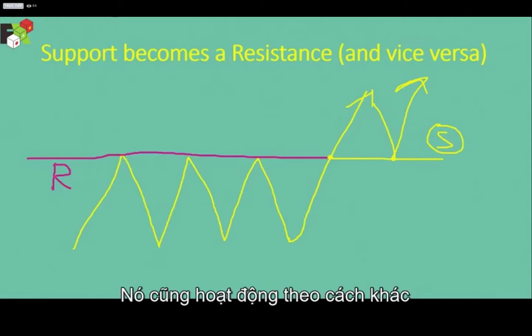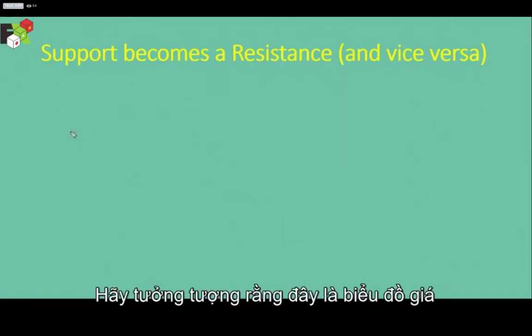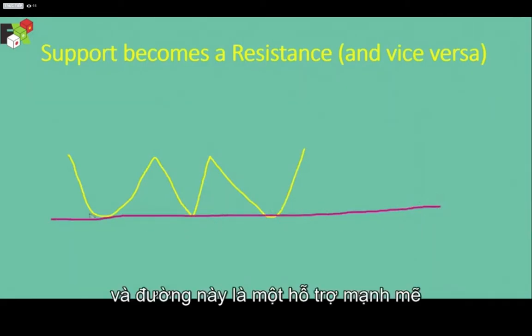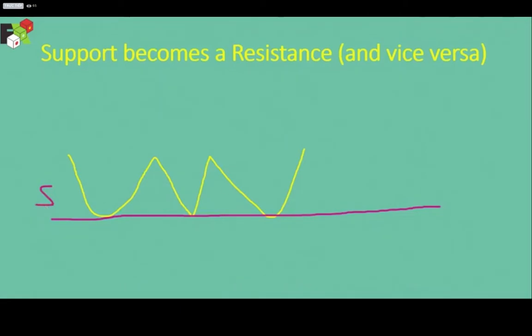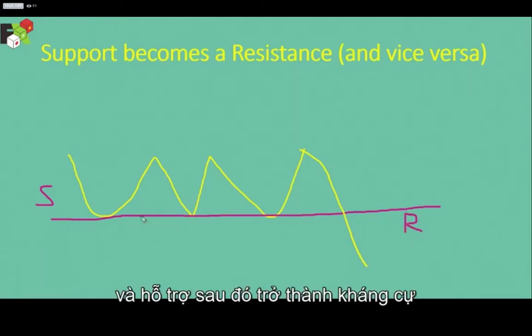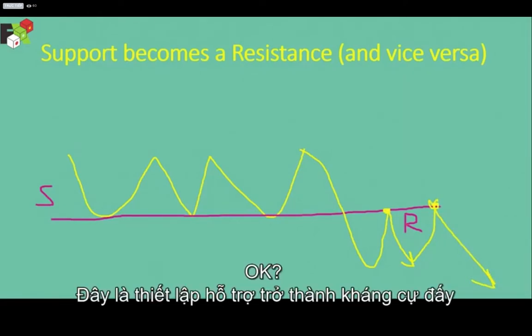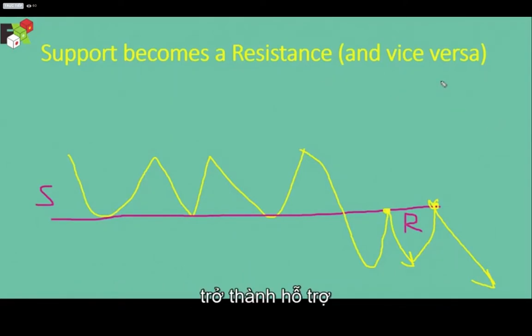It also works the other way. So imagine that this is a price chart and it's bouncing off this line, which is a strong support. When the price goes past the support, and the support then becomes a resistance, you expect the price to react this way, jump off the resistance zone, right? So this is the support becoming resistance setup and the resistance becoming support setup.